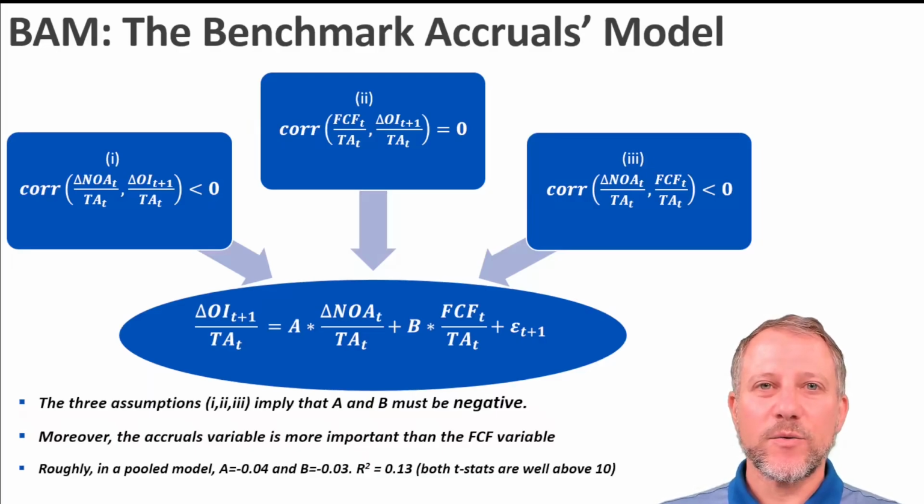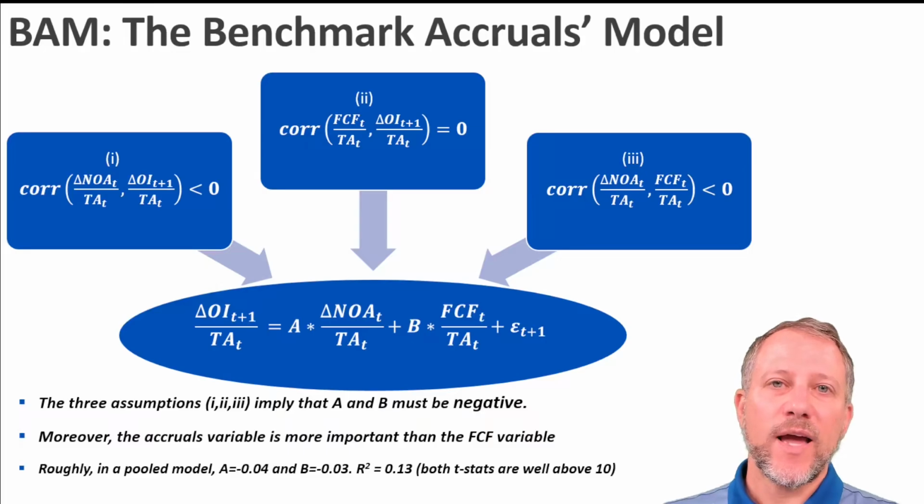Okay, so now we're ready to put together everything that we've learned so far. First we talked about the fact that there's a negative correlation between this period's accrual, or change in NOA, and changes in next period's operating income. And that was driven by accounting conservatism. We tried to look at the same correlation for current free cash flows and future changes in operating income, and we found that there's essentially no correlation because by themselves we don't know whether free cash flows are driven by the operating component or the investment component of free cash flows.